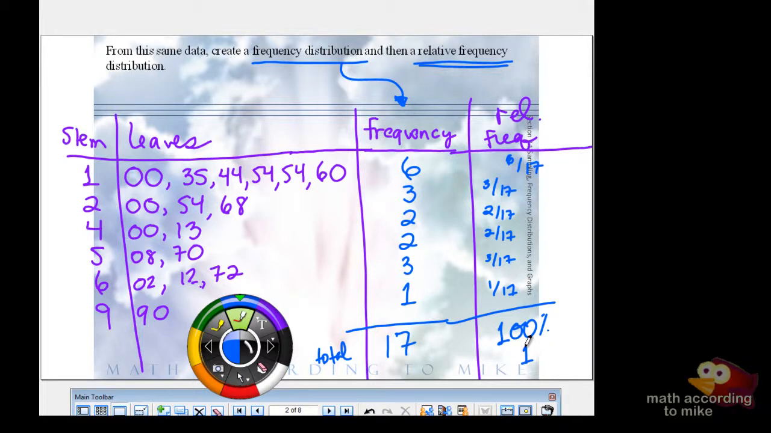The next up is going to be a little more visual. We're now going to make a histogram and a relative frequency histogram.